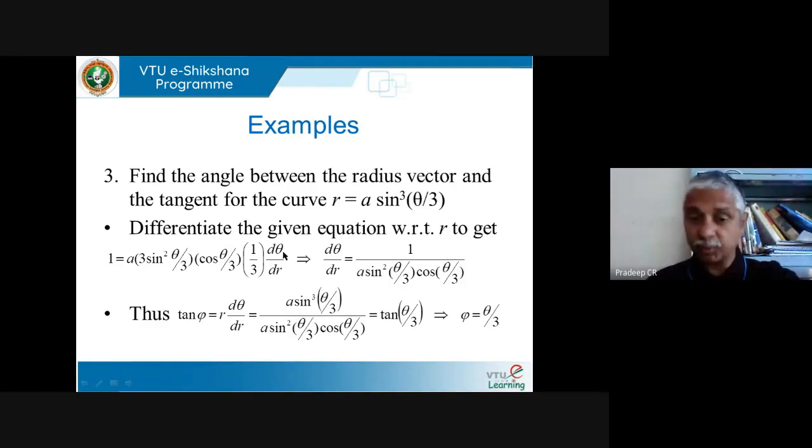But from the examination point of view, what I have shown you on the screen is what you need to do. Differentiate the given equation with respect to r. So you should know how to differentiate with respect to r, basically chain rule. Then find r d theta by dr. From this you have found d theta by dr, multiply by r, replace r by a sine cube theta by 3, and simplify this.